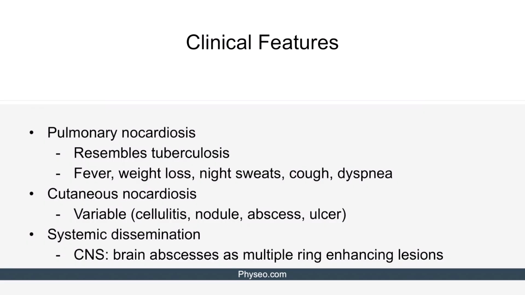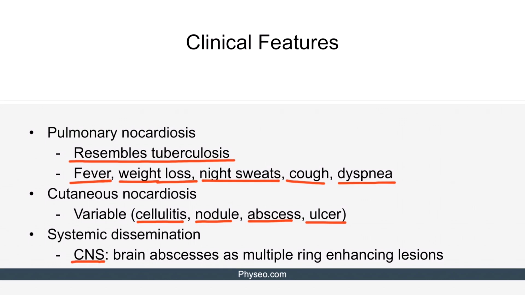The clinical features of nocardiosis can be divided into pulmonary, cutaneous, and systemic manifestations. Pulmonary nocardiosis resembles tuberculosis and can present with features like fever, weight loss, night sweats, cough, and dyspnea. Cutaneous nocardiosis may present in the form of cellulitis, a nodule, an abscess, or an ulcer. And systemic dissemination often results in involvement of the CNS.